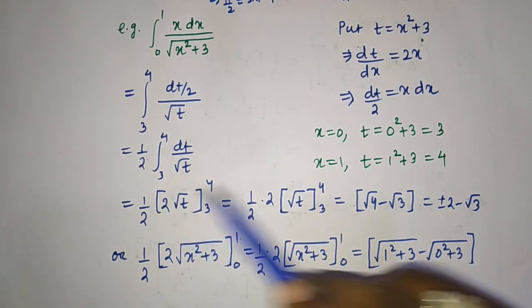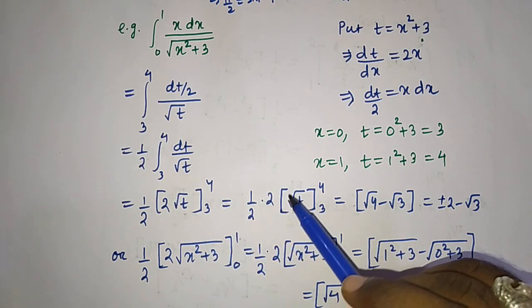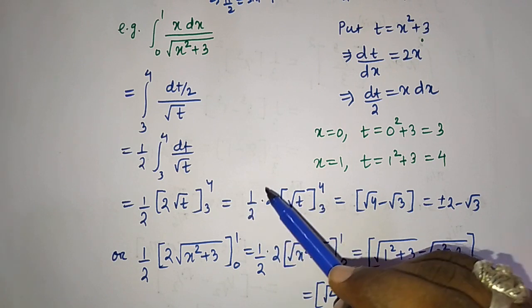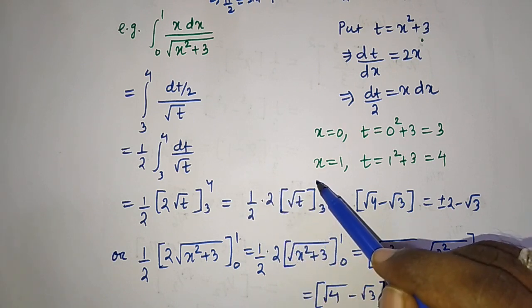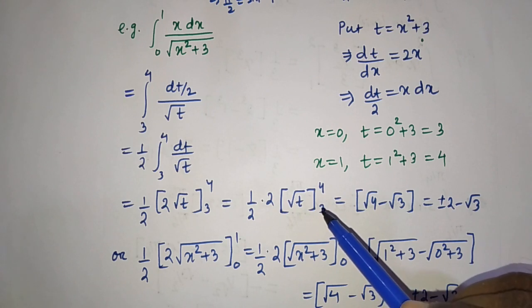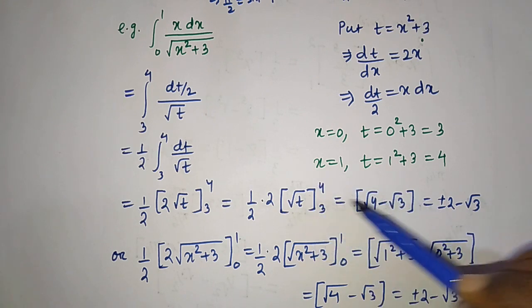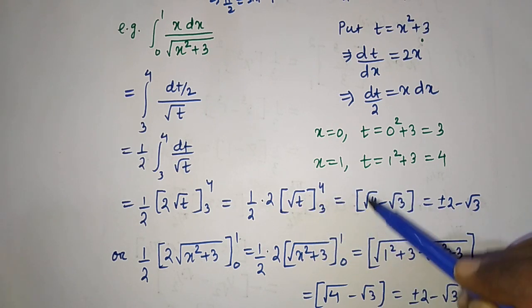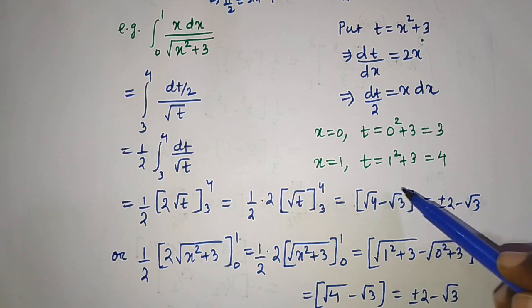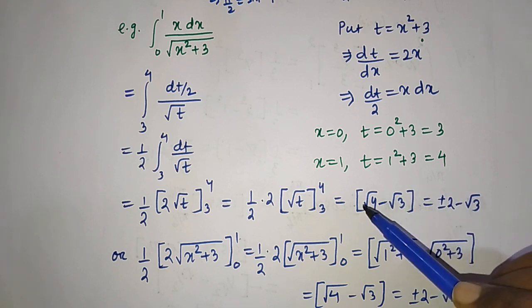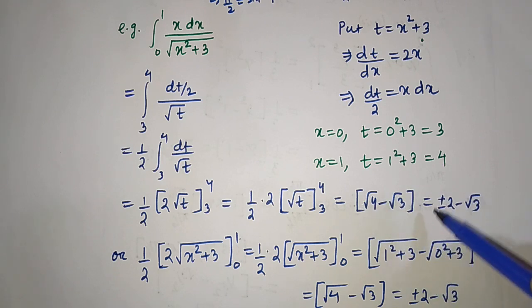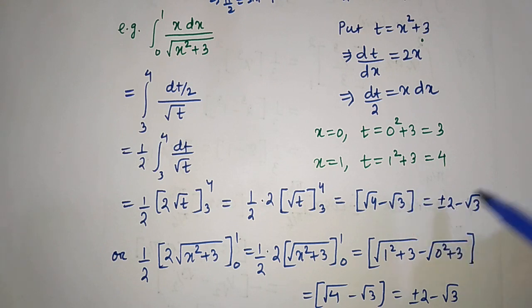Now one more step. Here 2 is a constant, take 2 outside of the bracket. This 2 will cancel out, only root t and the upper and lower limits will be there. Put upper limit minus lower limit, then you get root 4 minus root 3. Root 4 is equal to 2, and root 3 will remain the same. So this is the answer.